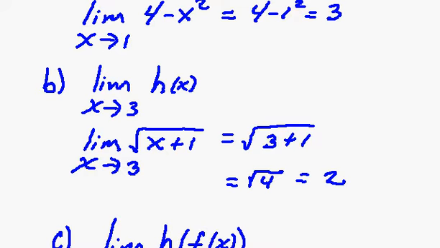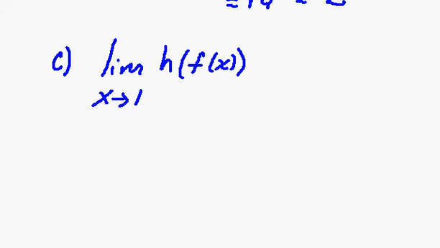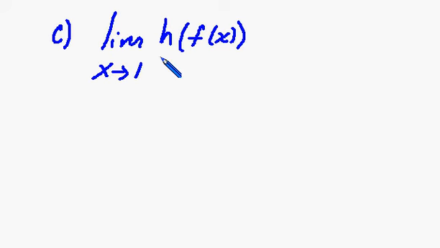Now we've got this composite function here, the limit of h of f of x as x approaches 1. So you're going to take the function f of x, which is 4 minus x squared, and plug it into h of x. Right, so here is the h of x, for instance. Actually, let's write this here. Give me some more room.